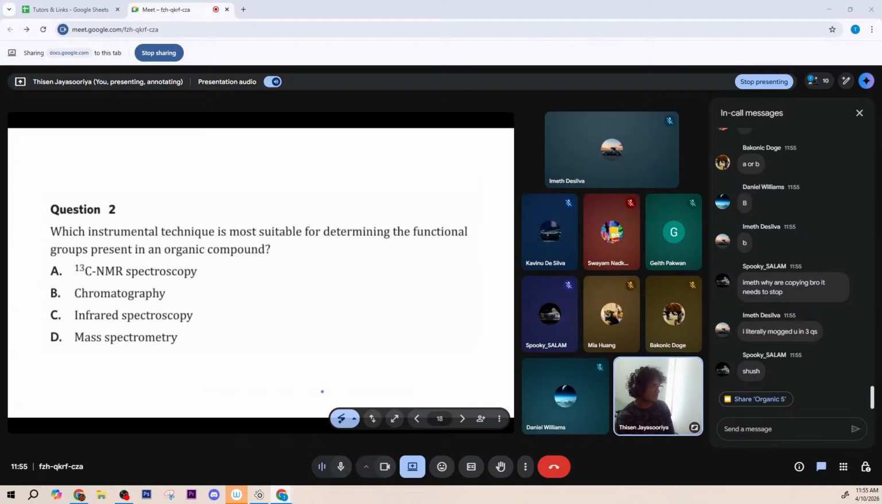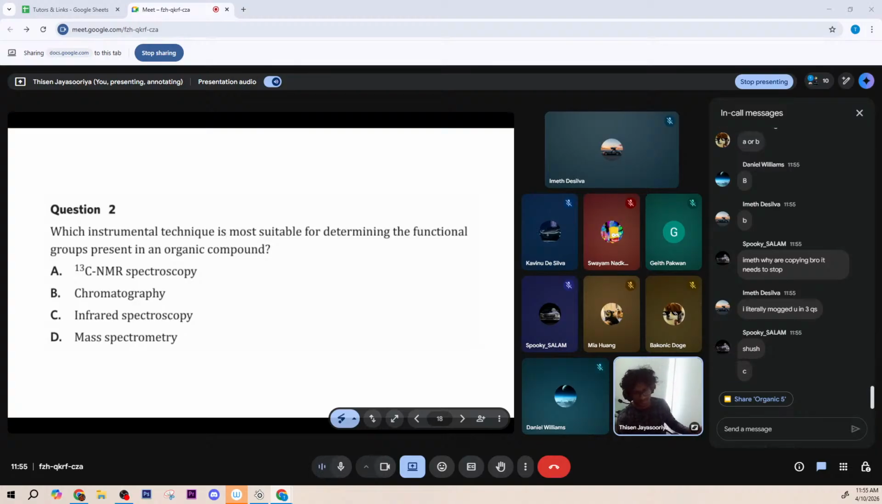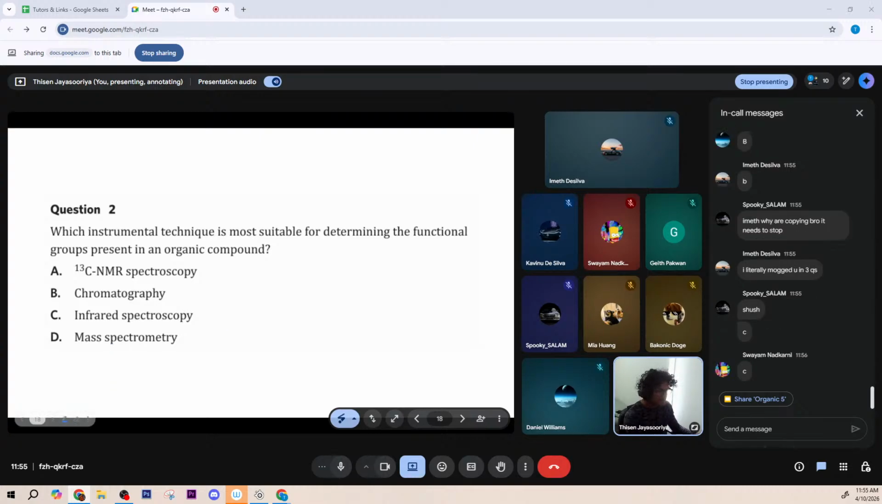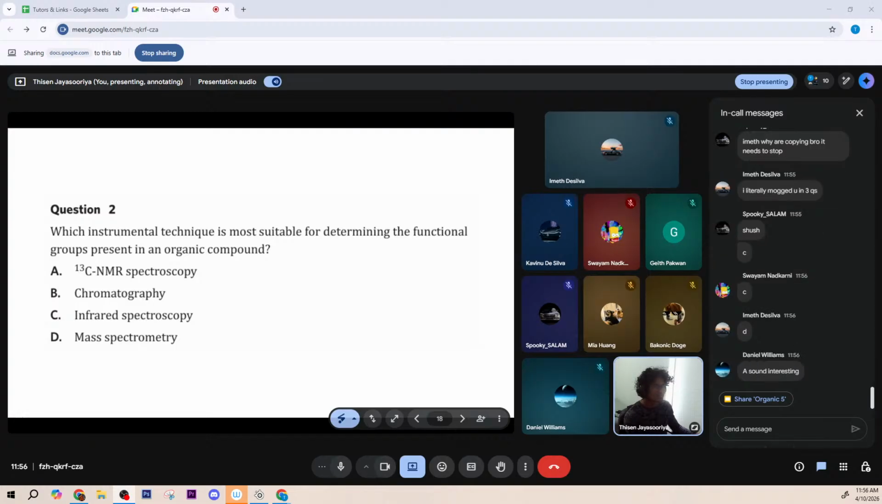So here, which instrumental technique is most suitable for determining the functional group present in an organic compound? Is it A, B, C, or is it D? There's one person saying C. So yeah, the answer here is C.